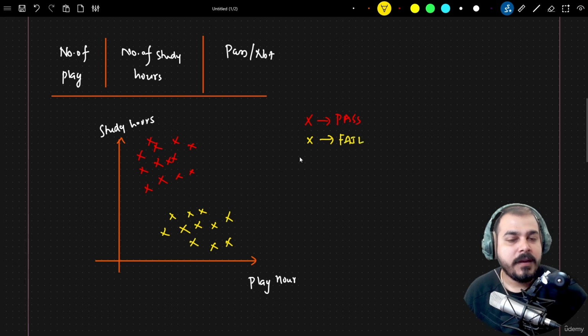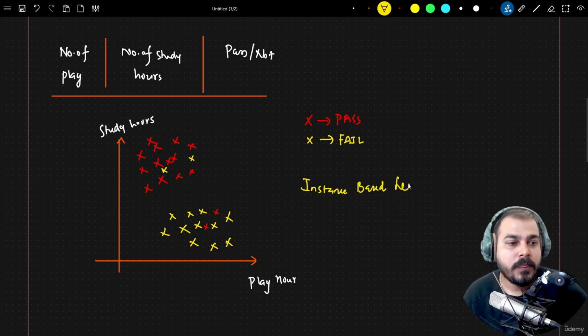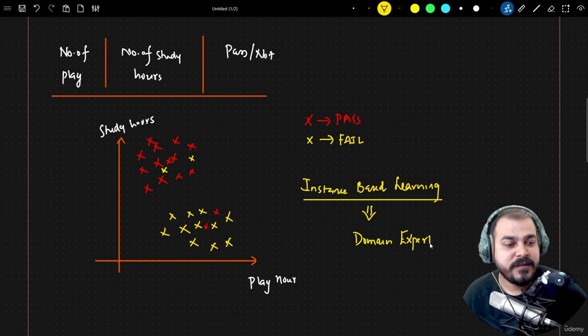In this particular scenario, obviously there will be some outliers also. Even though the person is playing more, his study hours may also be more, and because of that he may pass. There may be some data points where, even though he's studying less, he's able to pass that specific exam. Now in this use case, instance-based learning will be just like a domain expert.